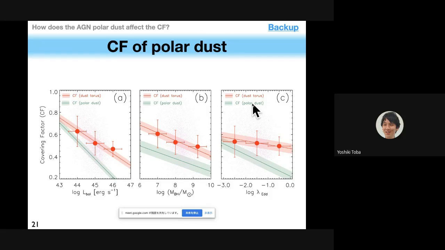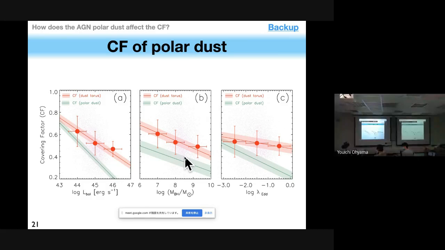But actually, the correlation strength is, I think, stronger for the Eddington ratio and bolometric luminosity than for black hole mass, which means that AGN polar dust could be driven by mass accretion rate or high bolometric luminosity rather than black hole mass. I mean, these two quantities may be essential to regulate polar dust emission, from this figure. That's just an indication, yes.